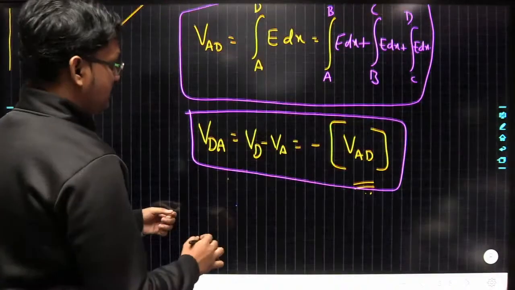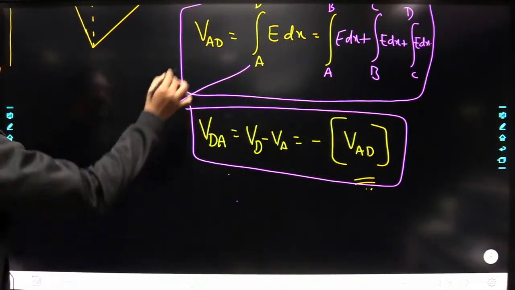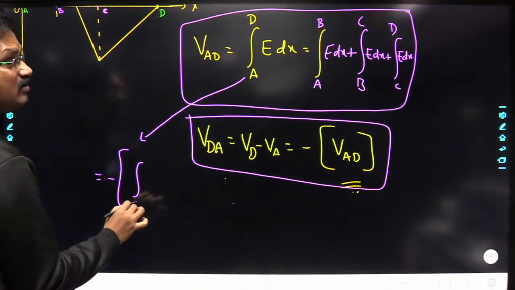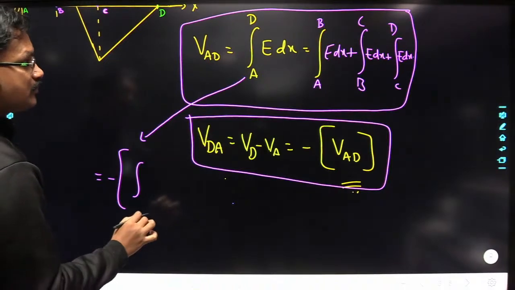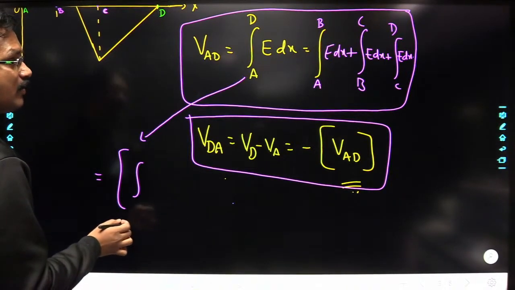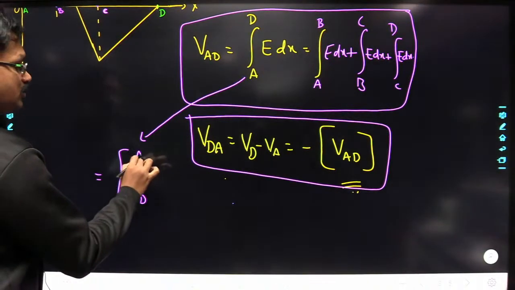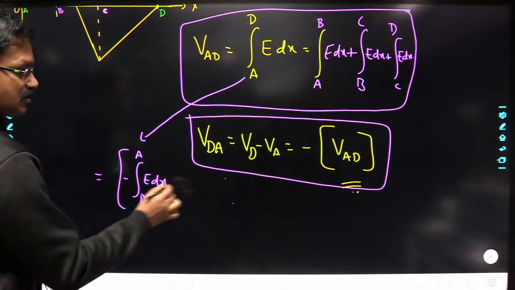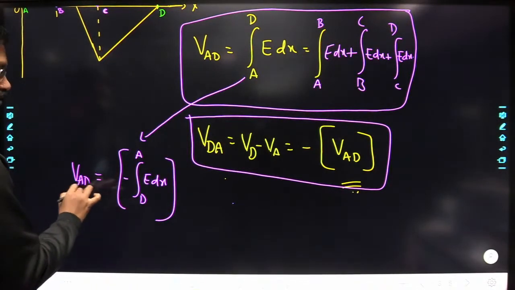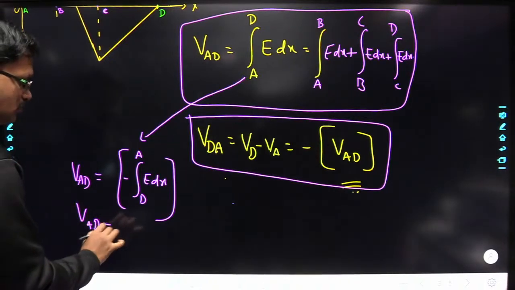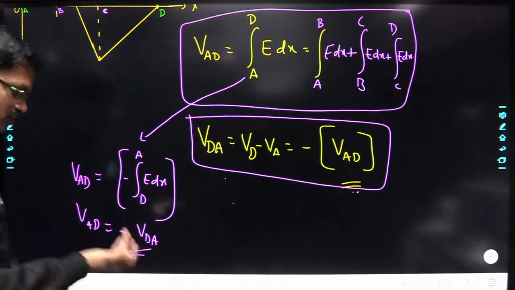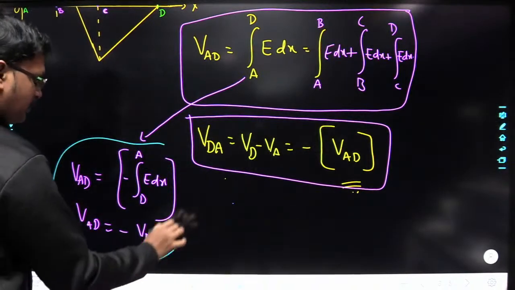See here. So this expression, the same thing, I can write it as minus of integral D to A E dx, yes or no? So that is nothing but minus, yes, so this is VAD, right? Okay, so VAD is equal to what? This is nothing but minus VDA. Okay, so VDA you can write it as minus VAD. Okay, so I hope you have understood this one, right?